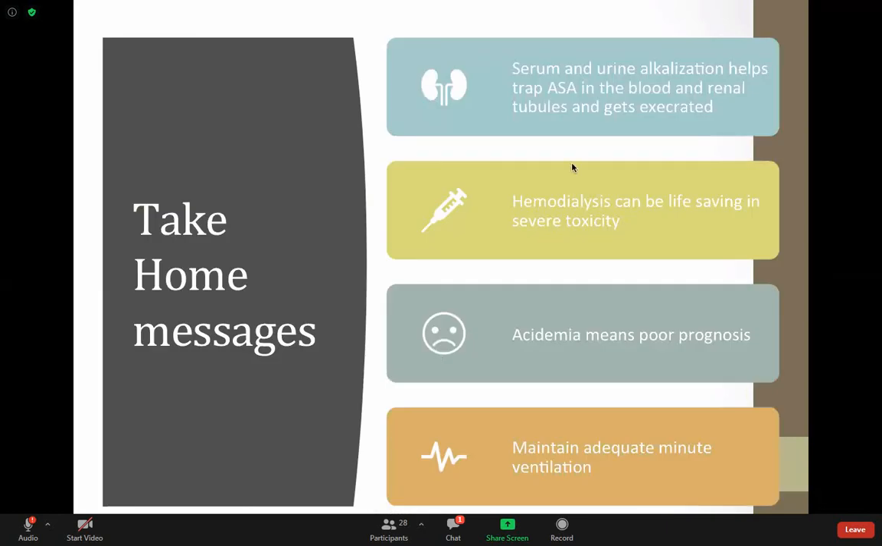So take home message for aspirin: serum and urine alkalinization is important to get rid of the aspirin, to get it excreted in the urine. Hemodialysis can be life-saving in severe toxicity, regardless of the aspirin level. And if you let acidosis and acidemia go on, the patient will die. Make sure that you ventilate them very well, because they are breathing very fast to stay alive, washing out CO2, because CO2 causes acidosis too. They release CO2 with the breathing.